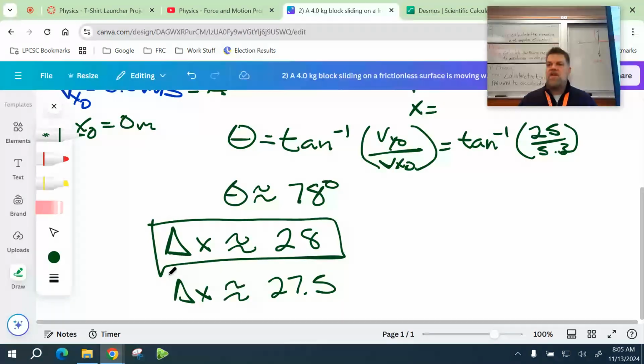Our answer is more precise than theirs. So technically they have a rounding error. But if you were to round it up, it'd be about 28. So, yeah, does it say 28? Okay.